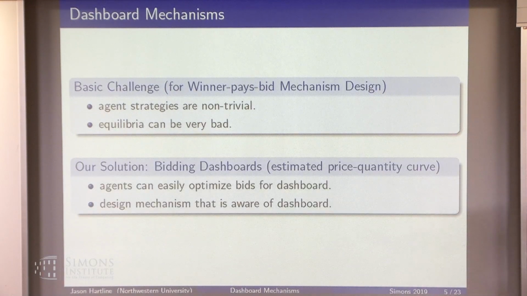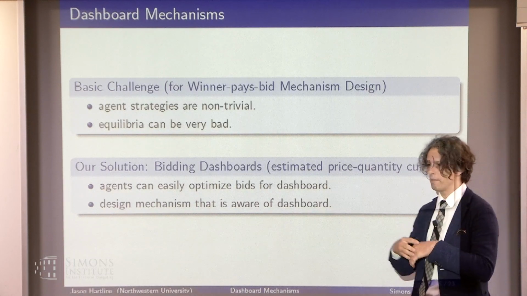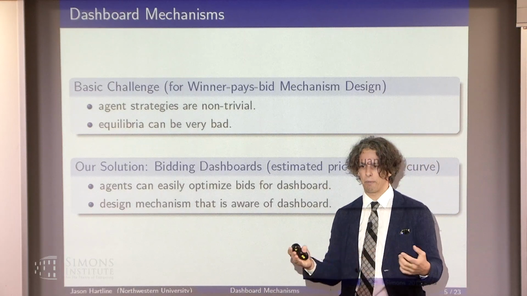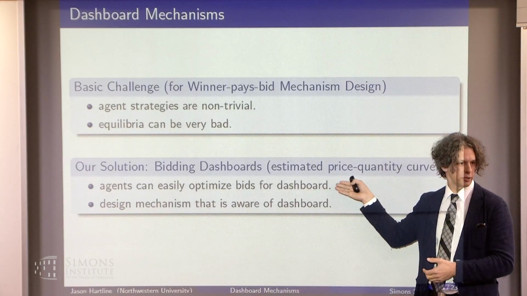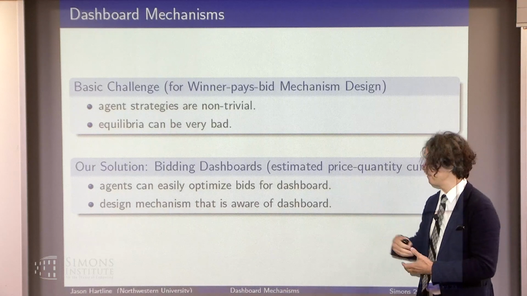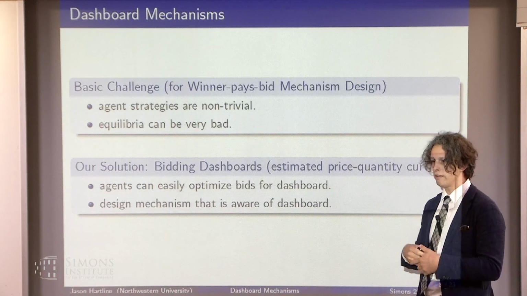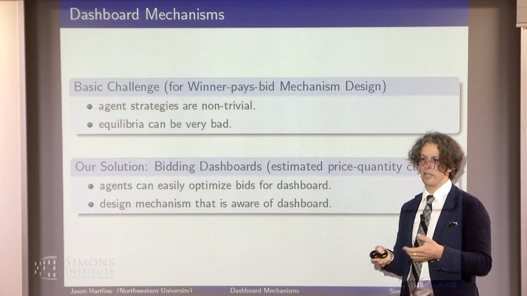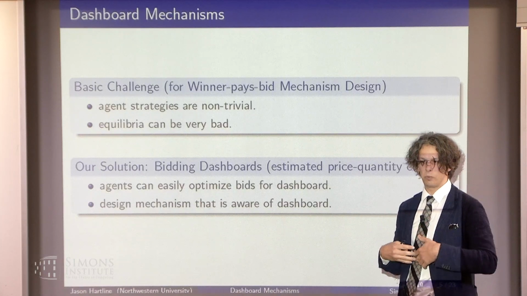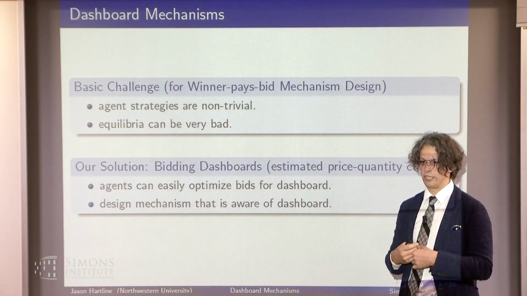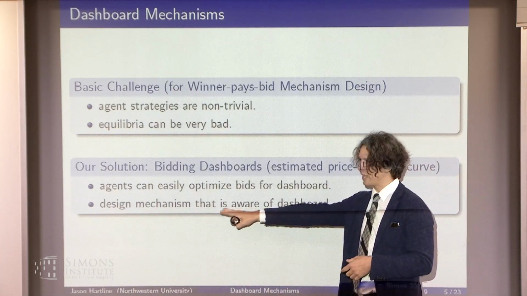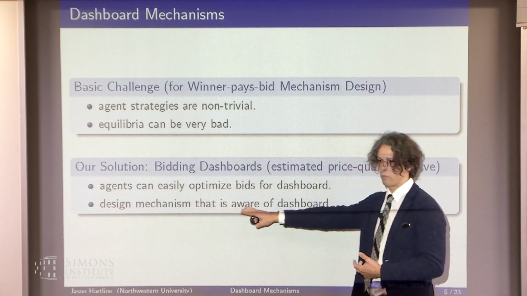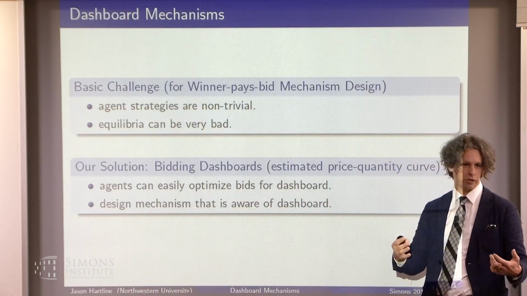My solution is bidding dashboards. I'm going to publish a dashboard which attempts to give the agents counterfactual information about what would happen for every bid they might put in the auction. That makes bidding easy. You just optimize for the dashboard. I'm then going to think, if we're designing dashboards, maybe that might change how we think about designing the mechanism, because we have given them a dashboard, and if they're responding to it, that might help us in some way. So I'm going to be thinking about how I should be designing this market mechanism that is aware of the fact that I'm giving the agents a dashboard and they're responding to it.